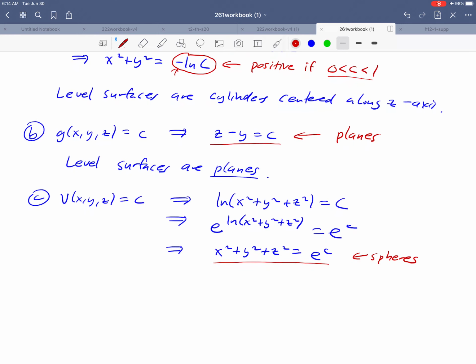If we really wanted to, we could do some algebra and figure out what the radius is, but they're just really asking us for a rough description. So in this case, the level surfaces are all spheres centered at the origin. And the radius of the spheres is going to be dependent on the value of c that we're choosing.